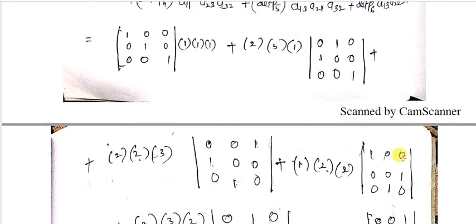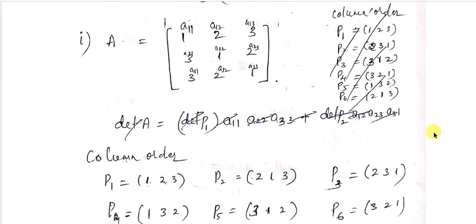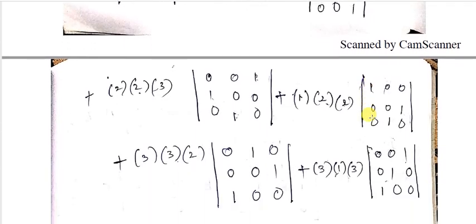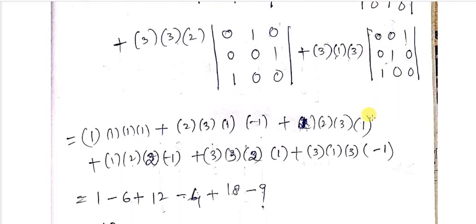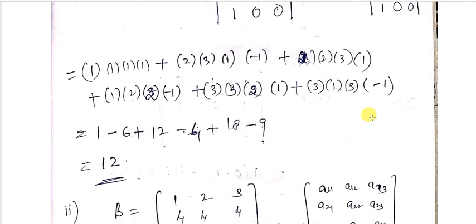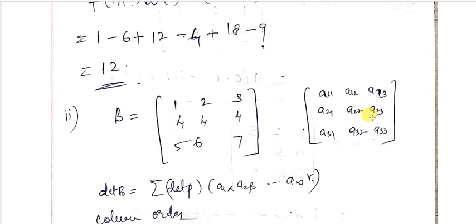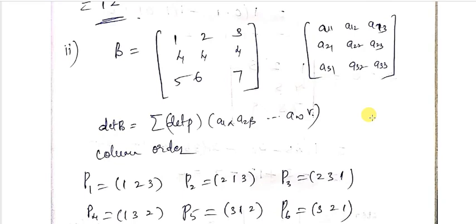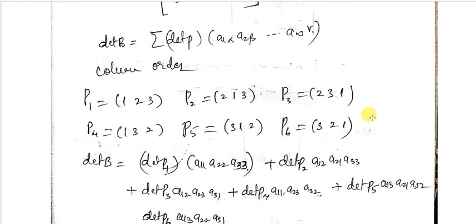Okay. So with reference to this column order, I have written the permutation matrices. Here I have written one more column order. This also you can follow, no doubt in that. Now simplifying this by expanding all the three cross three determinants and multiplying, we'll get the value of the determinant as 12. Similarly, you can employ the big formula to the second matrix and you can find its value using the big formula.